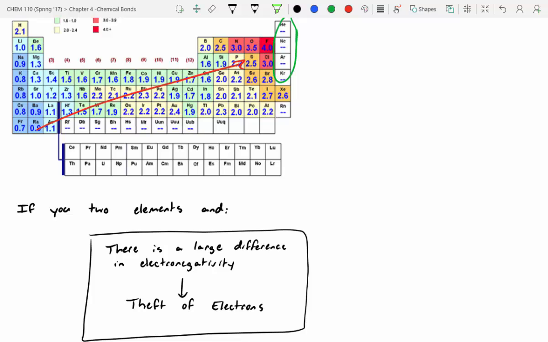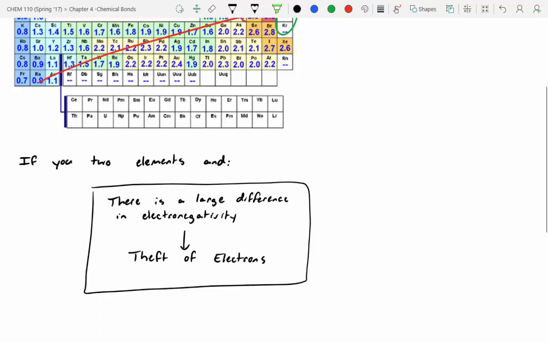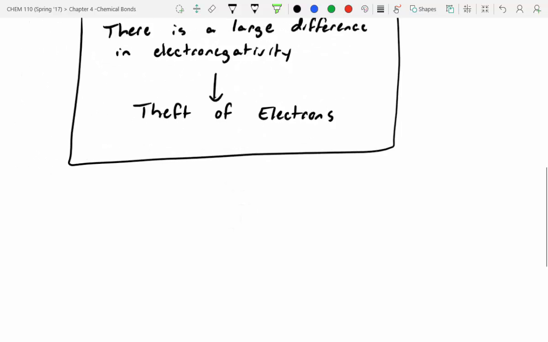Does anybody know what that is? Salt, table salt. So this is typically how we define ionic compounds, and we're going to spend a chunk of time talking about this.